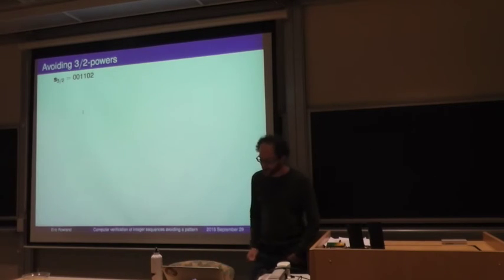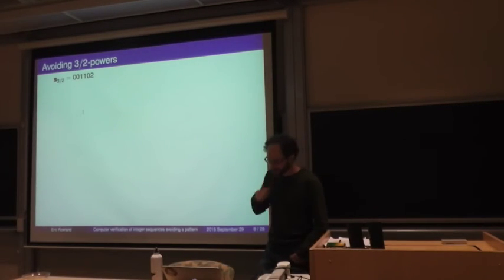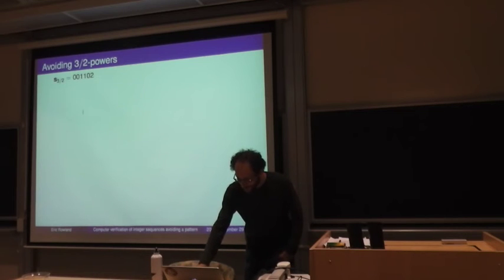Now, we can't put a 0 because 0, 2, 0 is a 3 halves power. We can't put a 1. So what about 0? Can we put a 0 next? I think 0 might work. And then a 1, it's gotta be.